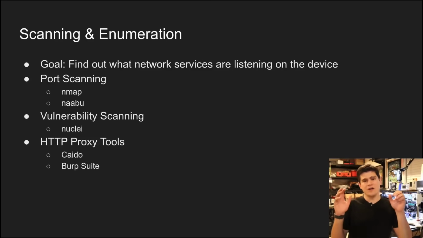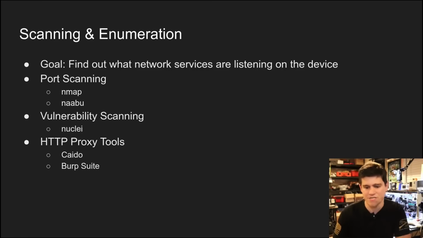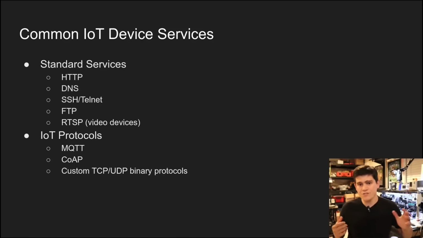And so, of course, that being set aside, we are going to use tools like Nmap or Naabu, which is a little bit faster port scanner that's out there by, I believe, Project Discovery. We're going to use vulnerability scanning tools like Nuclei. There's other commercial options out there as well. And then for HTTP, your classic proxy tools like Caido or Burp Suite are going to come in handy.